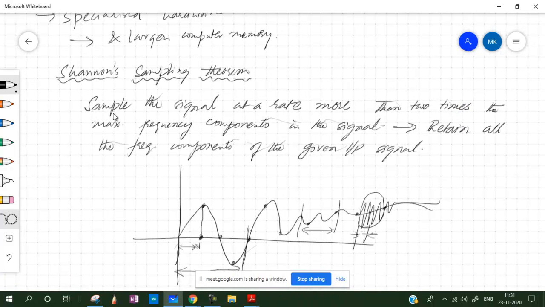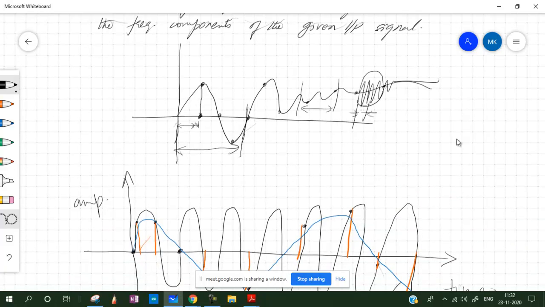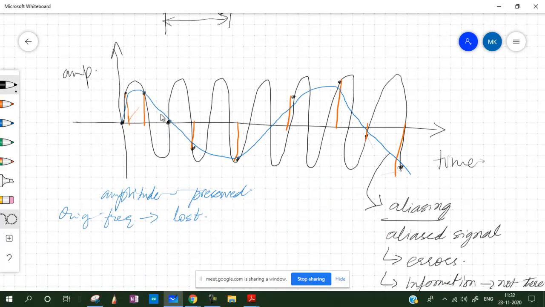So we use this concept: sample the signal at a rate more than 2 times the maximum frequency component in the signal. For example, if we sample this signal with a frequency more than twice this, which means if this is the time period and it has some associated frequency, we have to use more than double the frequency of this signal, with which we will be able to construct the right signal back, something like this.